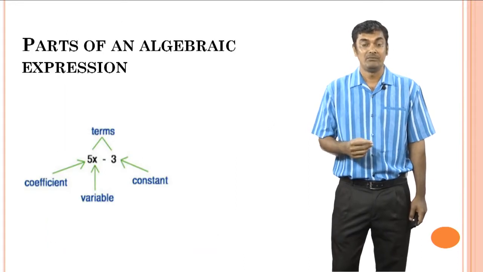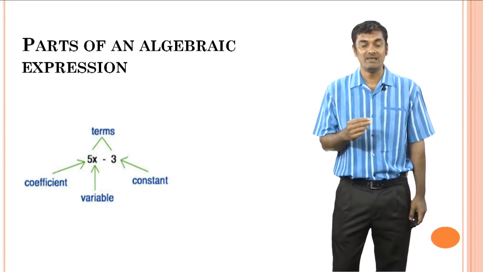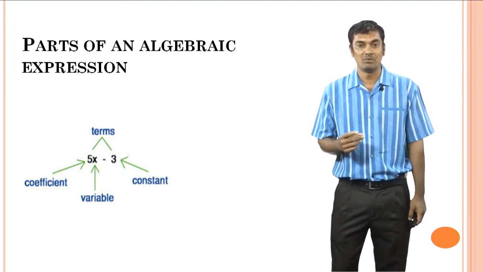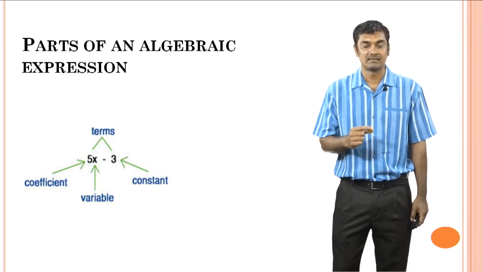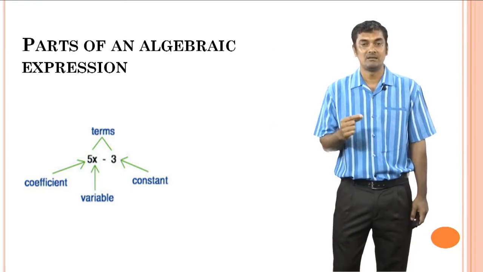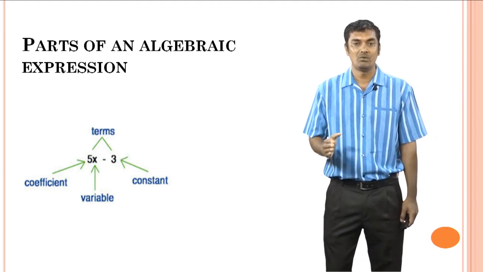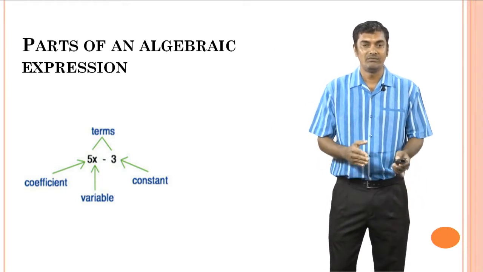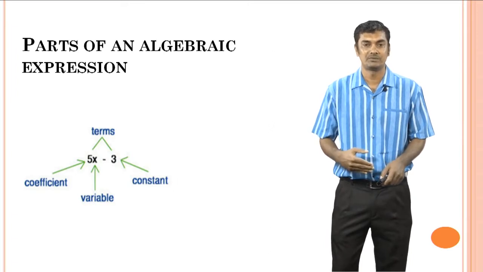For example, if we look at 5x minus 3, you'd have seen the coefficient of 5x is represented by 5. The variable, which is the unknown or that letter form, being x. The constant is the minus 3 value where no algebraic quantity is attached to it. In totality, 5x and minus 3 are called algebraic terms.